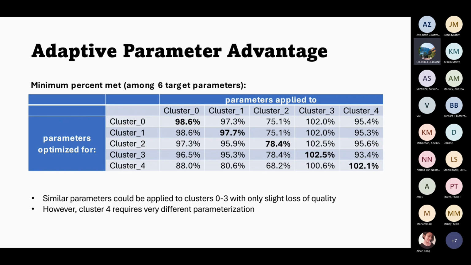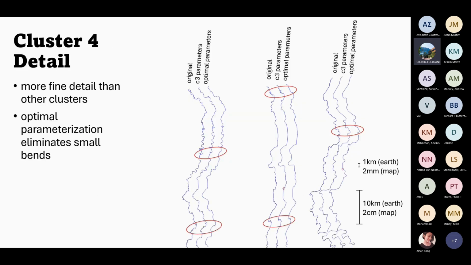Cluster 2 is problematic. But more significantly, we can see that the generalization parameters that work for cluster 0 also work very well for cluster 1. They work reasonably well for clusters 2 and 3, but they don't work well for cluster 4. So cluster 4 seems to require a different generalization workflow than the other 4 clusters. We're in the process of examining why that's the case.